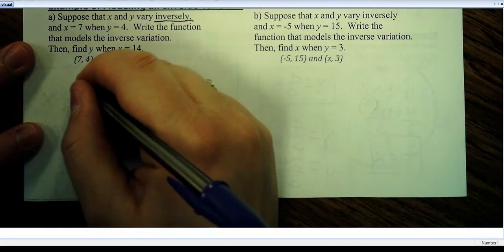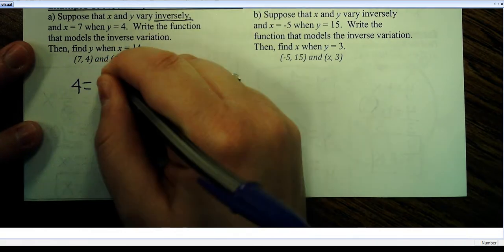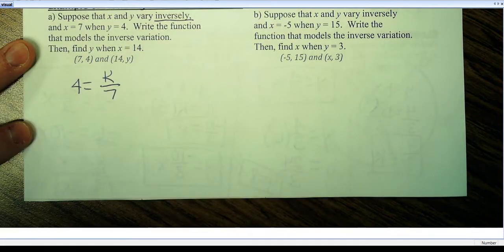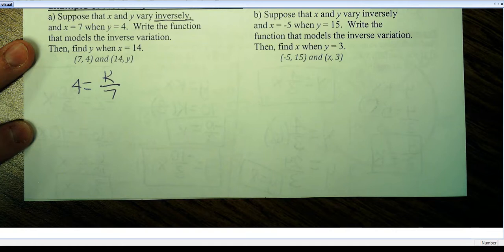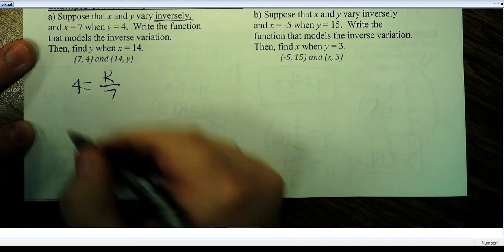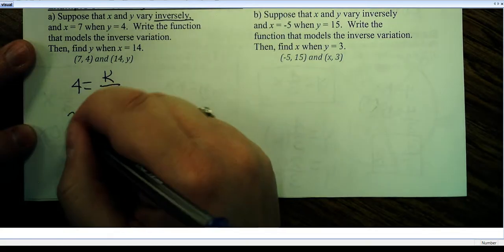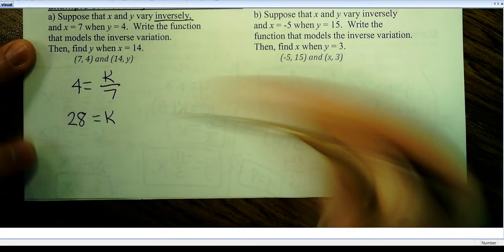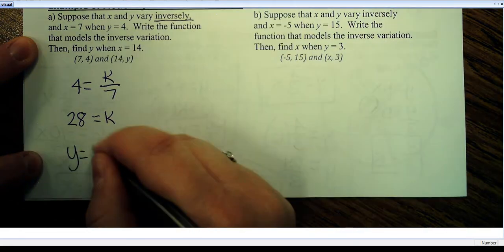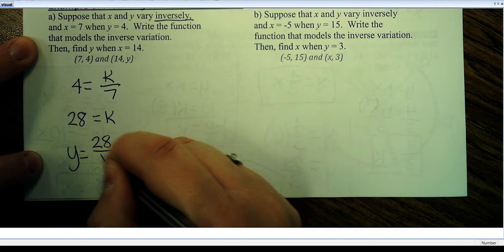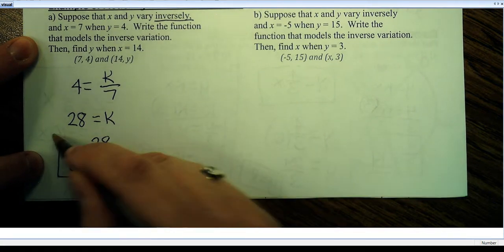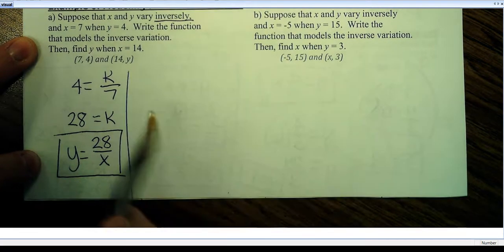Let's go ahead and plug these in. 4 equals k over 7. If we have the coordinates of the 2 points there, I'm going to go ahead and multiply both sides by 7. So 28 is my constant of variation. The formula here would be y equals 28 divided by x, so that's part 1.